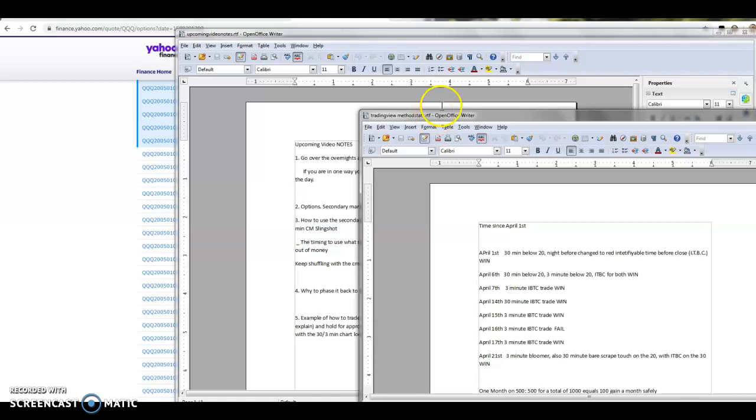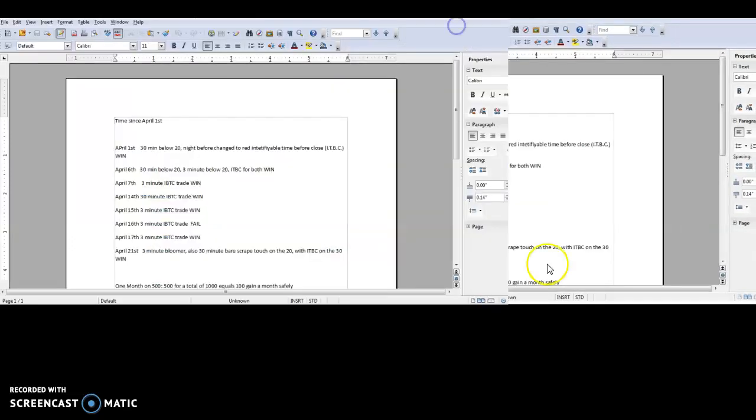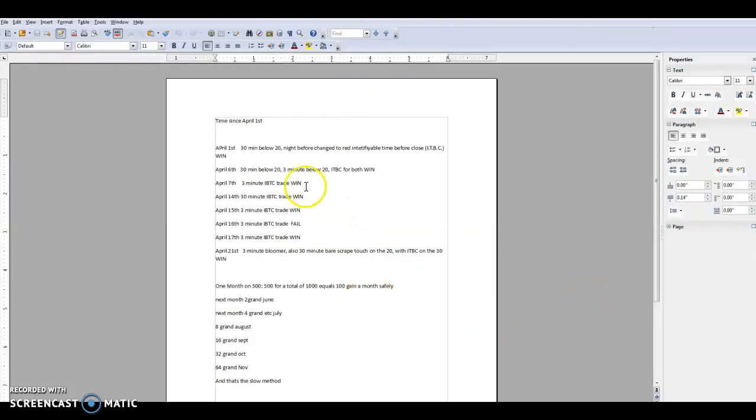And basically, these are the wins I've come up with. April 1st, the 30-minute went below 20. I saw it went red before close, and so I jumped in and I won. April 6th, there was a setup on the 30, and there was also a setup on the 3-minute. April 7th, 3-minute, there was a setup where it went below 20, and there was a little bit of a tell, the color changed before close, and I won.